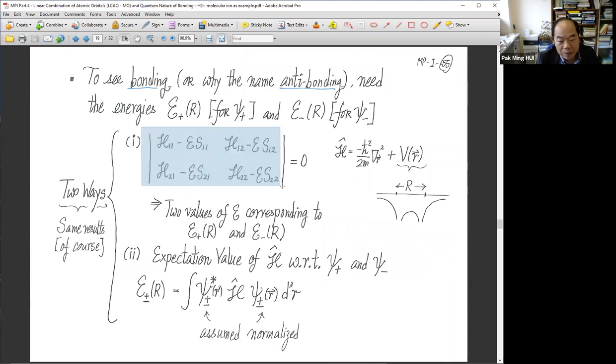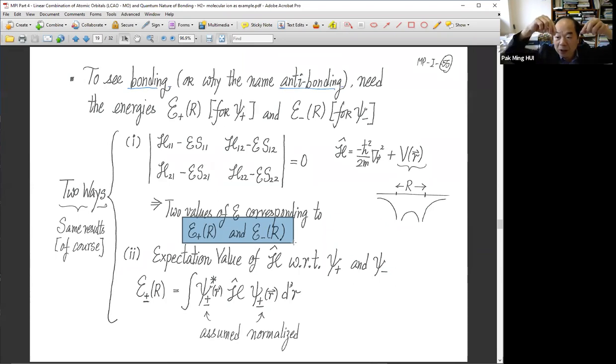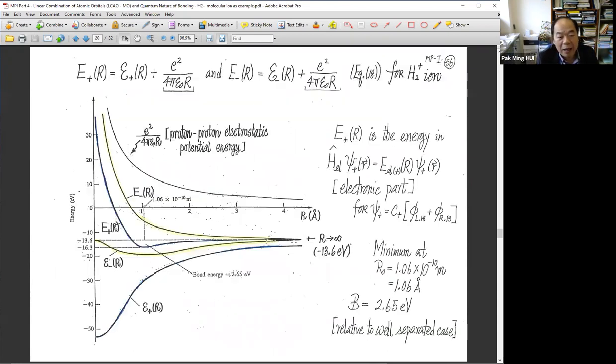So you have a 2x2 problem to solve, and you want to solve for the eigenvalue. Thereby you will have two values. One we refer to as the plus combination, another we refer to as the minus combination. So you have two energies, all right? Remember, there is a repulsive term between the two fixed nuclei that we need to add back after we get the answer. And that leads us to this picture when we stopped discussing last time.